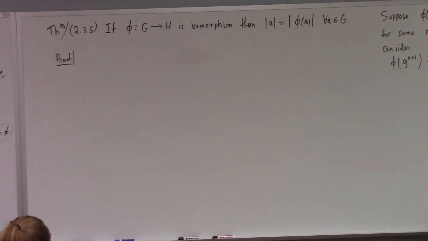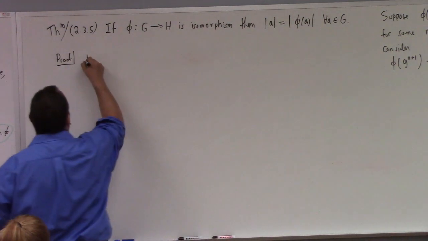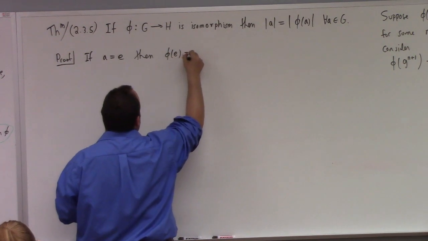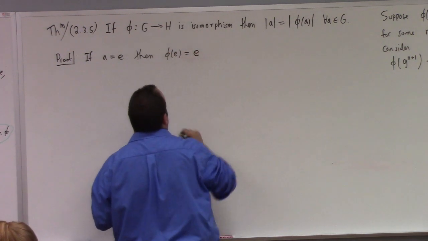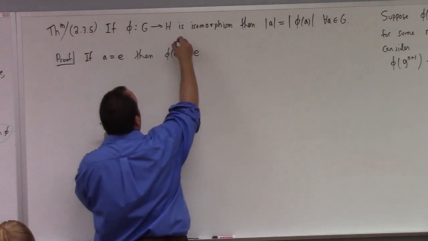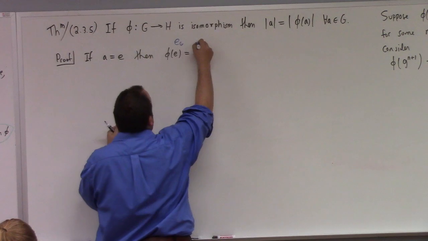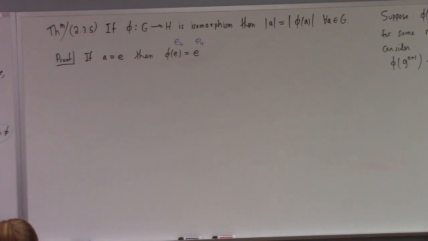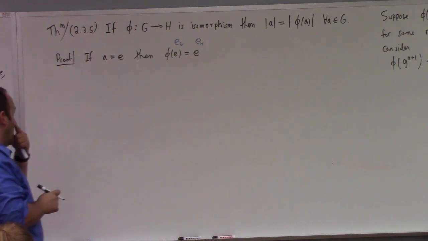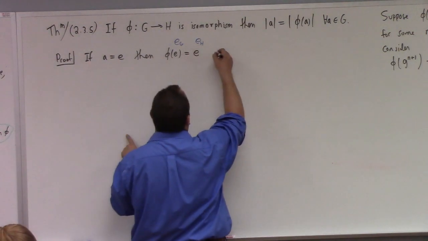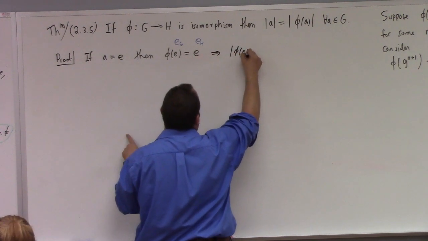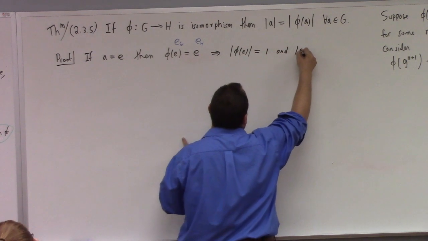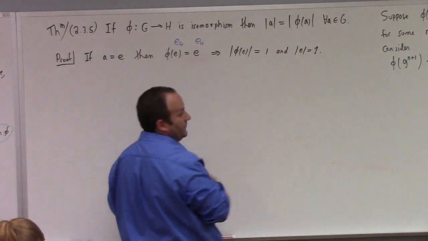First of all, what if we have the identity? If A is equal to E, then phi of E is equal to E. Fine, you have been using E_G and E_H up to this point. Fair enough, I just dropped the subscripts, I hope you can forgive me for using E for both, all right? So what's that say? That says that the order of phi of E is equal to 1, and the order of E is equal to 1, so the claim is true. They both have order 1.